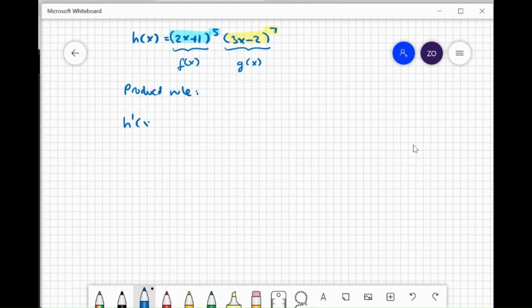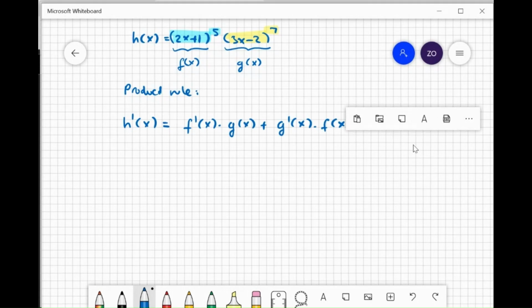Okay, so the derivative of H will be, let me just put it this way, derivative of F times G plus derivative of G times F. Now, come back to the F function. So F is 2x plus 1 to the fifth power. So we will need to apply the chain rule because there is the 2x plus 1 function and there is the x to the fifth function. Okay, so there are two things composed. 2x plus 1 raised to the fifth power.